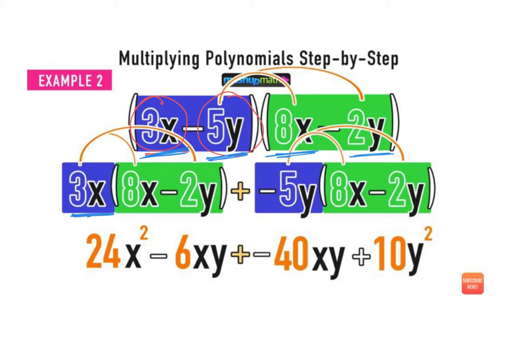And what we're doing is we're basically doing each one individually. So we take the 3x and we distribute to both terms in the second, in the green binomial. And then we take the 5y and we distribute into the green term. At the end, you want to make sure that if there's any like terms, you combine them. So for example, here we have xy and an xy. So we would combine these two terms before giving our final answer.